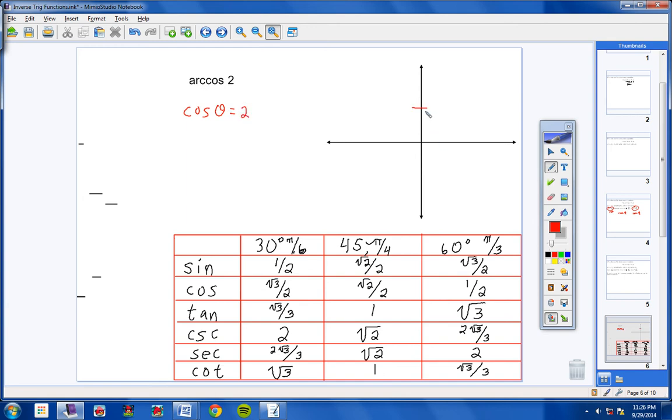Remember your cosine graph? Your cosine graph never went higher or lower than 1 or -1. And so there's no angle you can take the cosine of that's going to give you out 2. Now go ahead and with your calculator, try if you want to. Take your calculator and hit second cosine and then 2, and you're going to get undefined. So the answer is undefined or no solution. All right, and that's it. Let's move on to the next page.